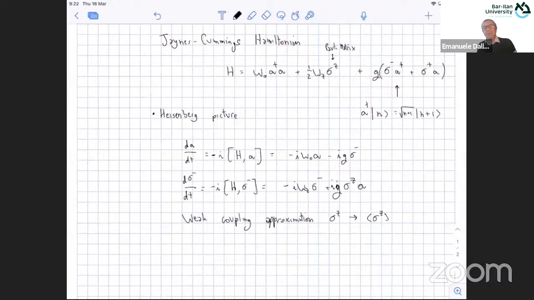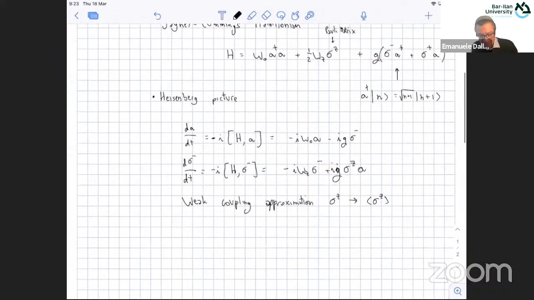Also, the word weak coupling itself can be defined in many different ways. I don't want to enter into this at this stage, otherwise we will spend the whole 30 minutes that we have on this topic. So just think of it as weak.